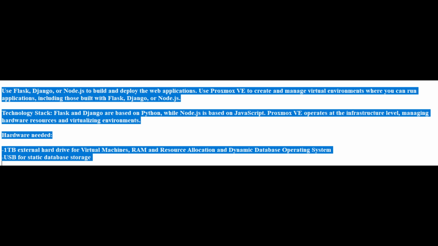Use Flask, Django, or Node.js to build and deploy the web applications. Use Proxmox to create and manage virtual environments where you can run applications, including those built with Flask, Django, or Node.js. Technology stack: Flask and Django are based on Python, while Node.js is based on JavaScript. Proxmox operates at the infrastructure level, managing hardware resources and virtualizing environments. Hardware needed: 1 terabyte external hard drive for virtual machines, RAM and resource allocation, and dynamic database operating system. USB for static database storage.